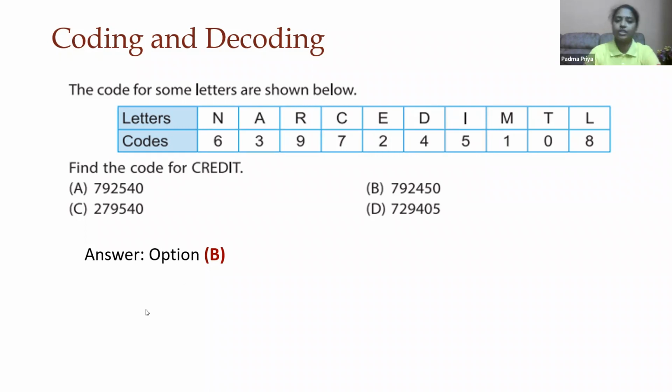So yes, it is option B. Like this, just by observing, you are able to code out. That means you are relating the letters with the numbers.